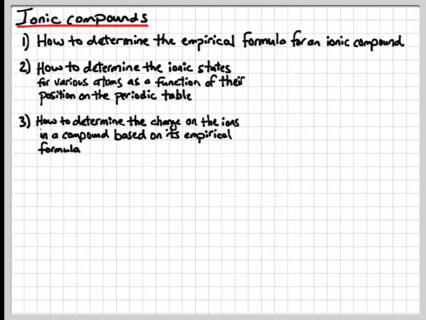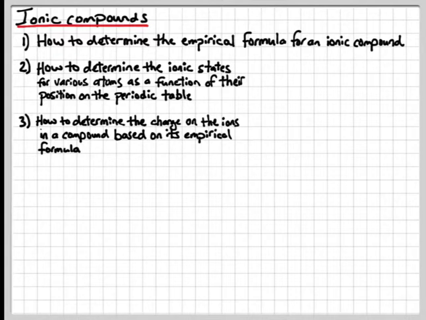In this video, I'd like to do two things. We'd like to discuss how to determine the empirical formula for an ionic compound for any given set of ions, cations and anions. And then I'd also like to show you how to determine for common ions their ionic state for the various atoms as a function of their position on the periodic table. So in other words, can we predict what is the likely charge for a sodium when it ionizes? Or can we predict the likely charge for chlorine in an ionic compound as chloride?